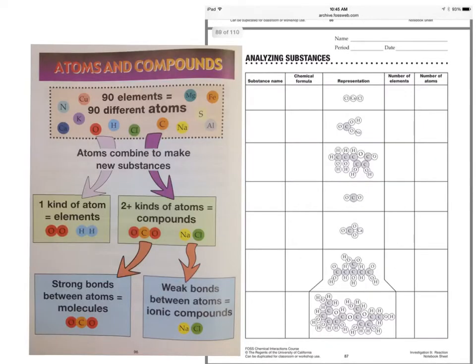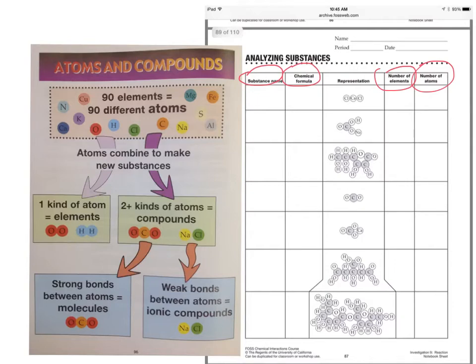Now on the next sheet, I would say this sheet was a little more challenging. We gave you what the substance would look like with stickers, even though they're not colored. And then from those stickers, you had to determine the substance name, its formula, number of elements, and number of atoms. So the first one is CaCl2.